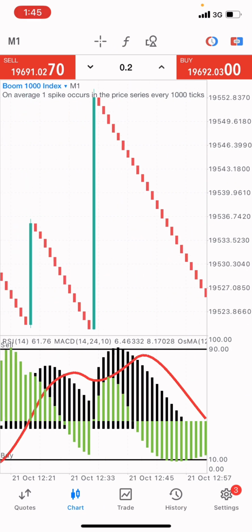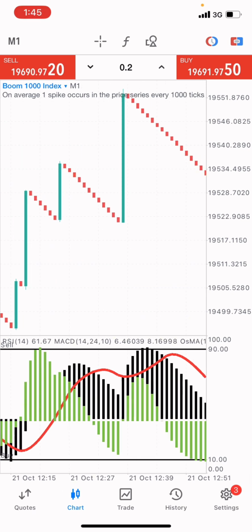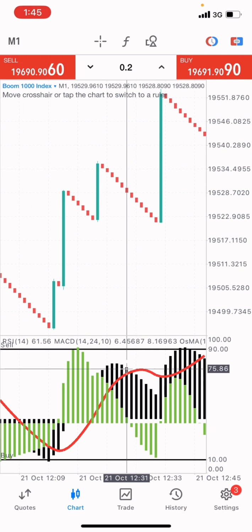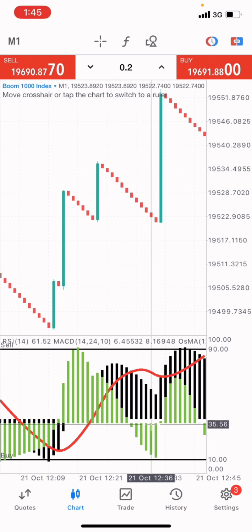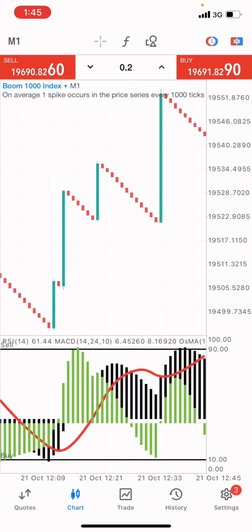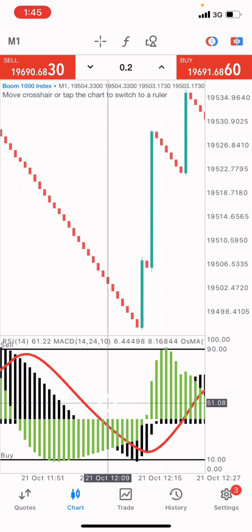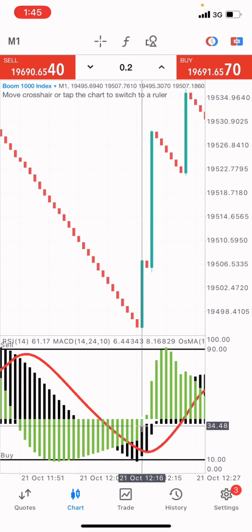Let's check another scenario so that you can see what I'm talking about. This is towards the upward trend of the MACD. We're talking about the downward trend of the MACD and the downward trend of the moving average of oscillator. Let's see what happened here. Perfect. This is what I'm talking about.